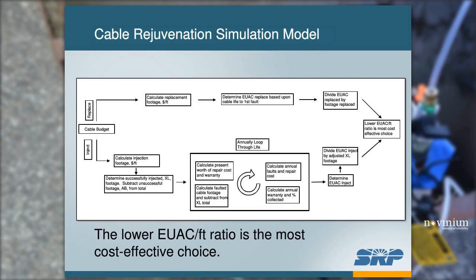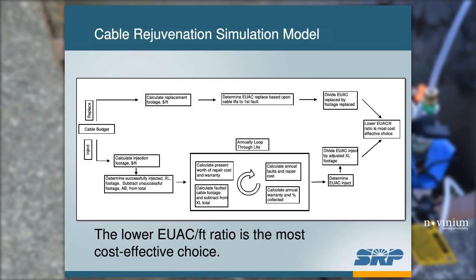And here's how we go about that. If we take our injection budget, the choice is either we can use it for injection, or we can use it for cable replacement. If we use it for cable replacement, basically we're going to calculate how much cable we can replace with that money. We're going to say that cable is going to last 30 years to the first fault. So that's a fixed life of 30 years. We're then going to take our equivalent uniform annual cost divided by the footage replaced, and that's our equivalent uniform annual cost per foot for cable replacement.